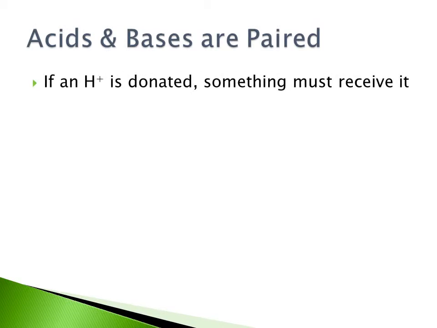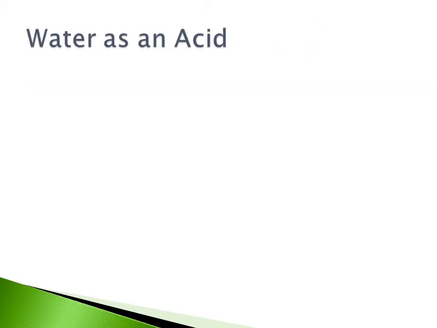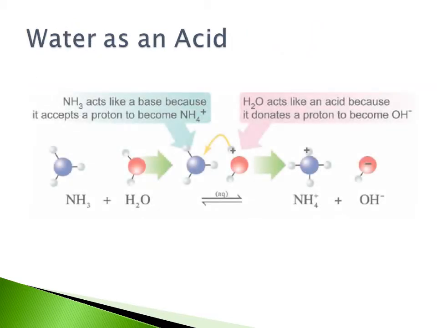So in order for acid-base reactions to occur, if an H plus is going to be donated, then there has to be something there to receive it. If acids donate, the bases receive. Let's look at water as an example of an acid. Again, looking at that same equation, NH3 plus H2O, here the water is donating an H plus, so it is the acid. It is throwing the H plus to the receiver, which is your base.